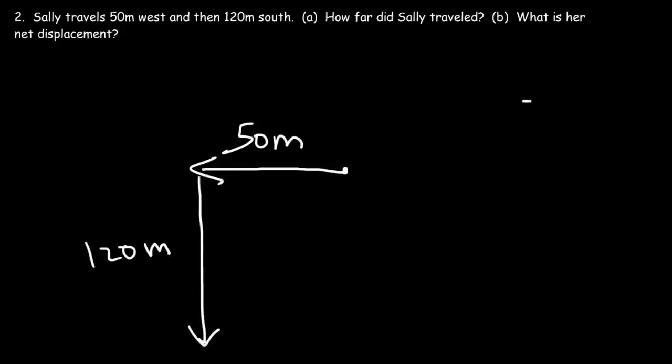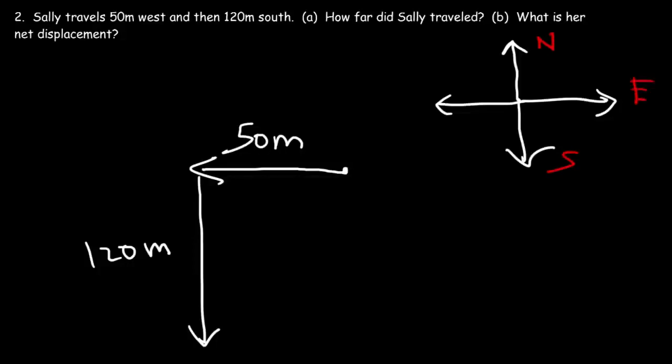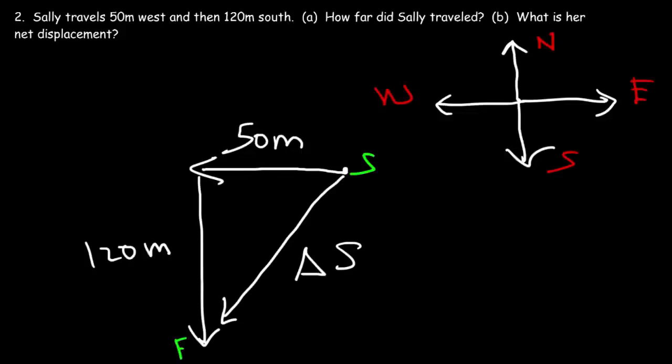So if you recall, this is east, this is west, this is north, and this is south. So this is where she started, and this is her final position. Therefore, if we draw a line from start to finish, the length of that line will represent her net displacement, which we can call delta S. But let's find the total distance first.